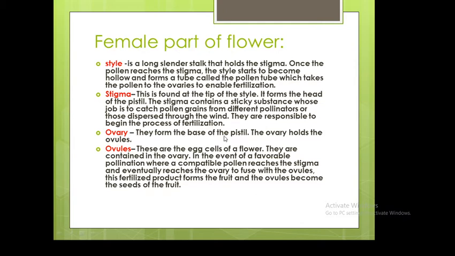Ovary, it is the base of the pistil. The ovary holds the ovules. The ovules are the egg cells of a flower, and they are contained in the ovary, and it is here where the fertilization takes place, okay. Eventually the pollen reaches the stigma, then it starts to stick on the stigma, then it reaches the ovary to fuse with the ovules.